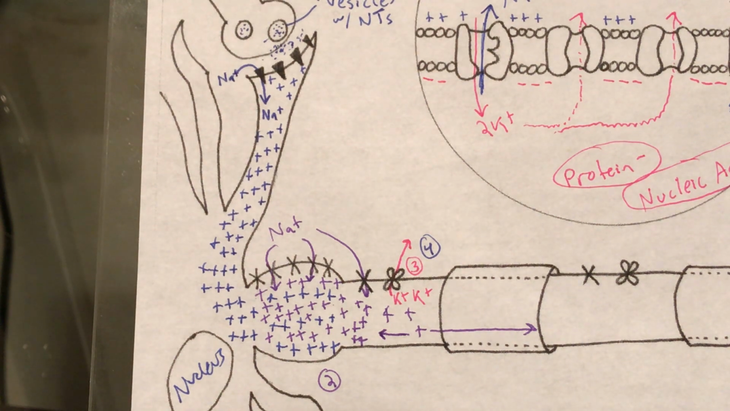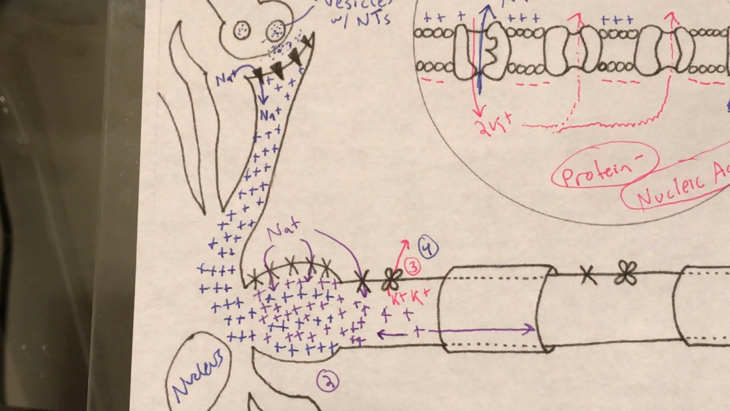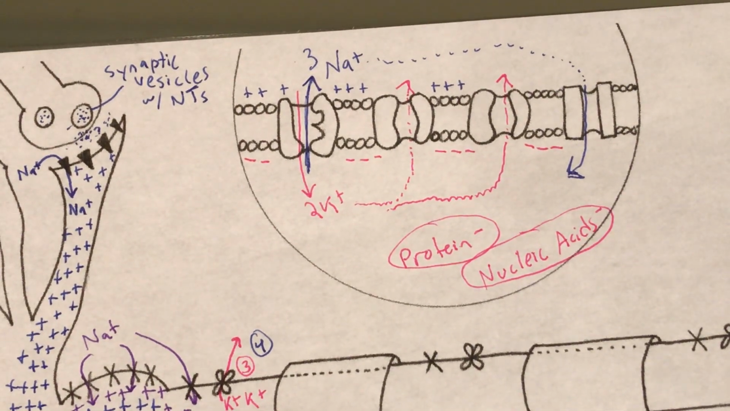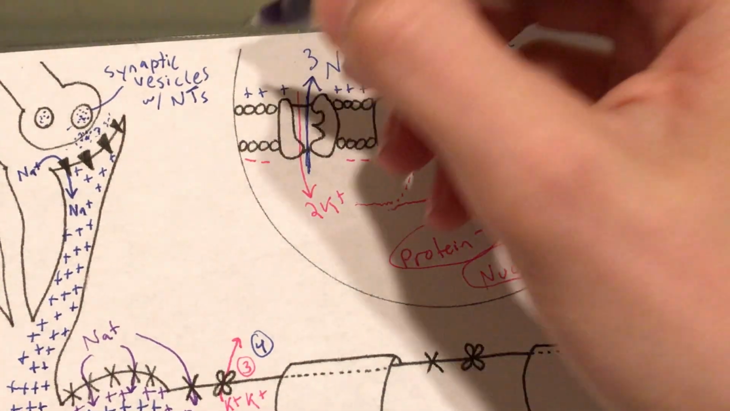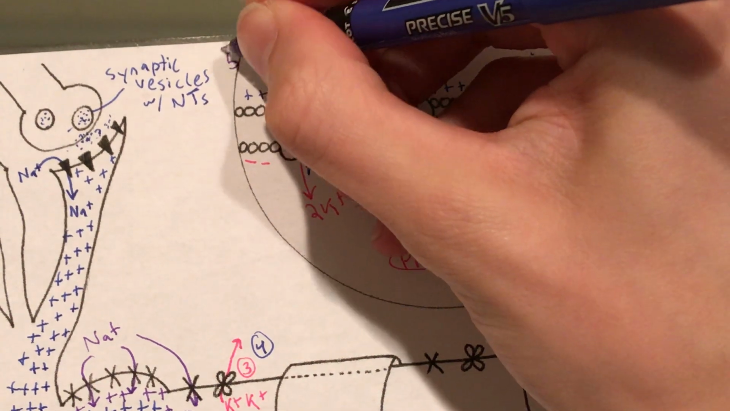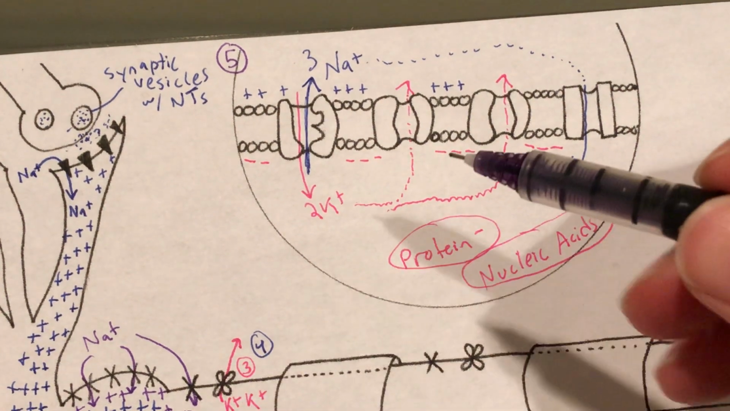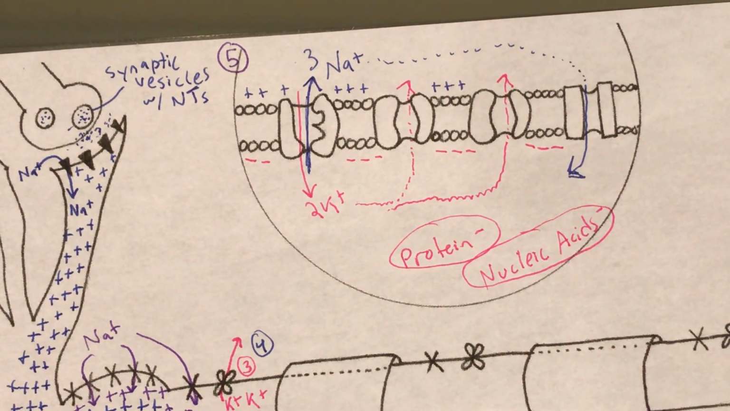So step 5 is essentially going back to what we talked about initially. And step 5 is pretty much the last step of the action potential. So step 5 is that when those voltage-gated potassium channels finally close up, and things are still really negative inside of the cell, guess what comes to get the cell back to normal?